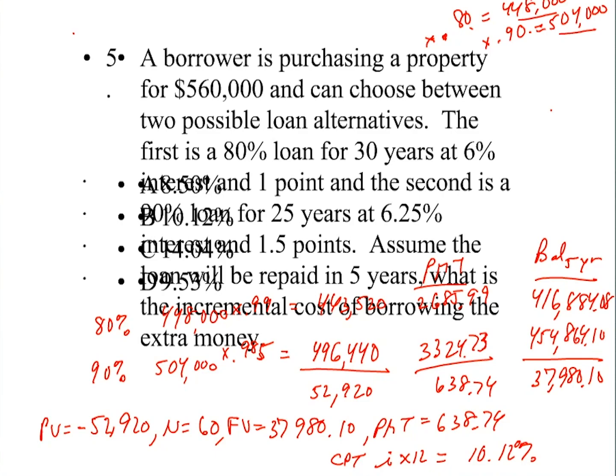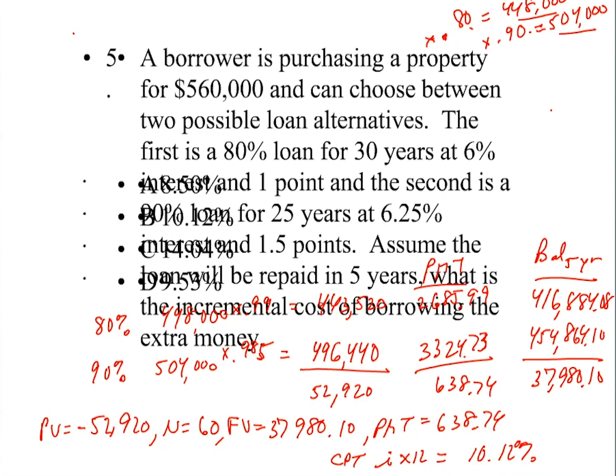Okay, so we have our present value. See at the bottom our final calculation. The present value, the difference between the amounts we actually would receive when we borrow, $52,920. N is 60 because it's 5 years, 5 times 12 is 60. The future value, the amount we'll have to pay off, the incremental amount, $37,980.10.